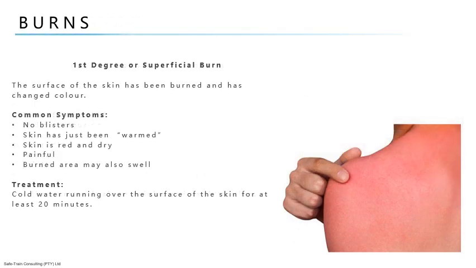Burns. Burns are classified by seriousness, degrees, and types. Degrees of burns. First degree or superficial burn. The surface of the skin has been burned and has changed color, for example, sunburns. This type of burn usually heals in 5 to 6 days, without any permanent scarring.